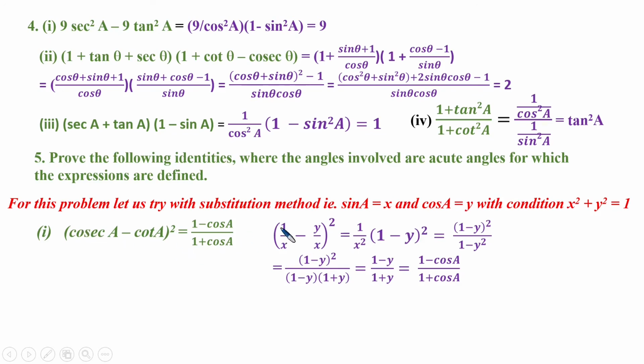So cosec is 1 by x, that is 1 by sin x, minus cot is cos A by sin A. Here I have a square. So I do the square, I do some little algebra here. I will get (1 minus y) divided by (1 plus y). Now I substitute this y is equal to cos A, because I have said that, and this is equal to cos A. So I get this here.